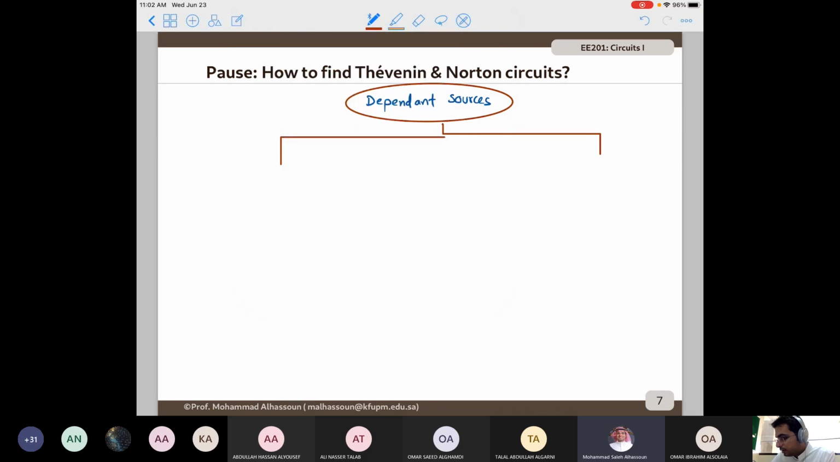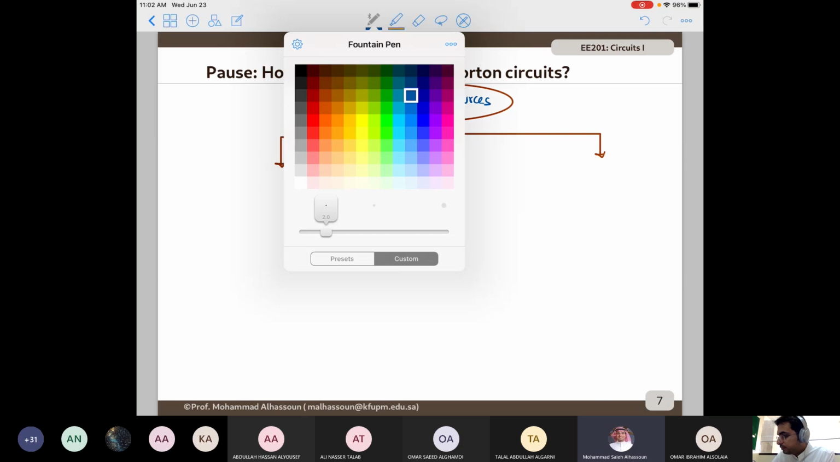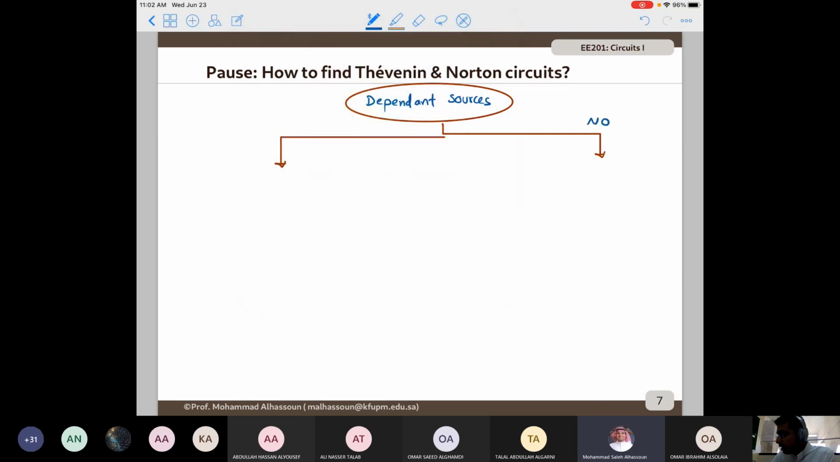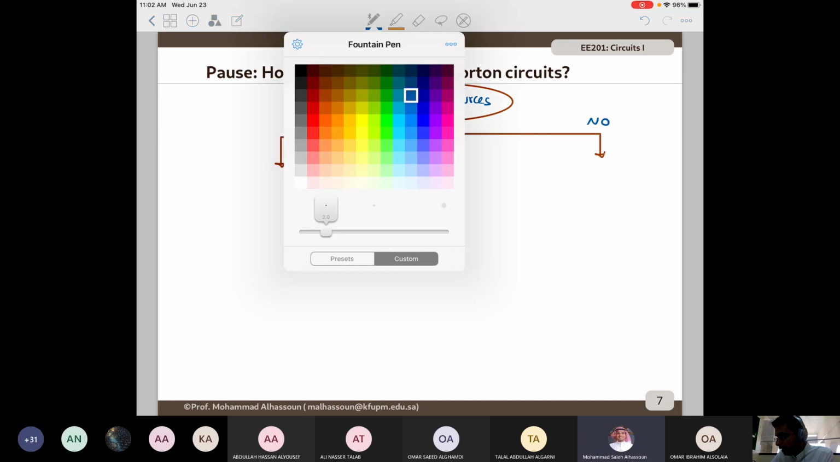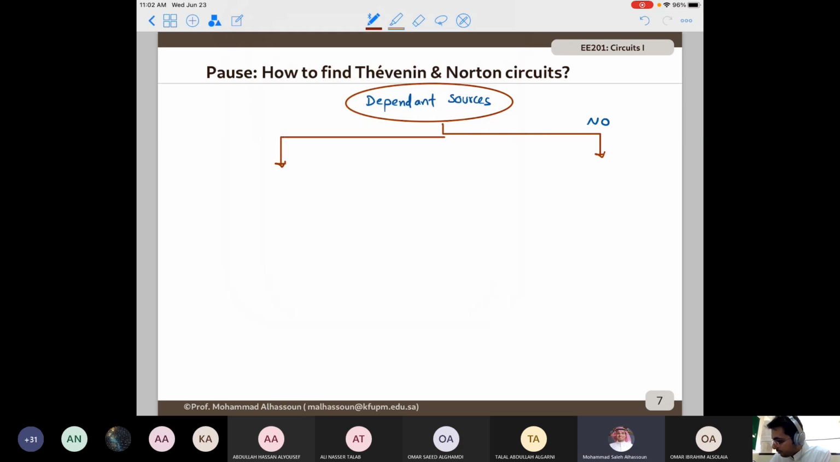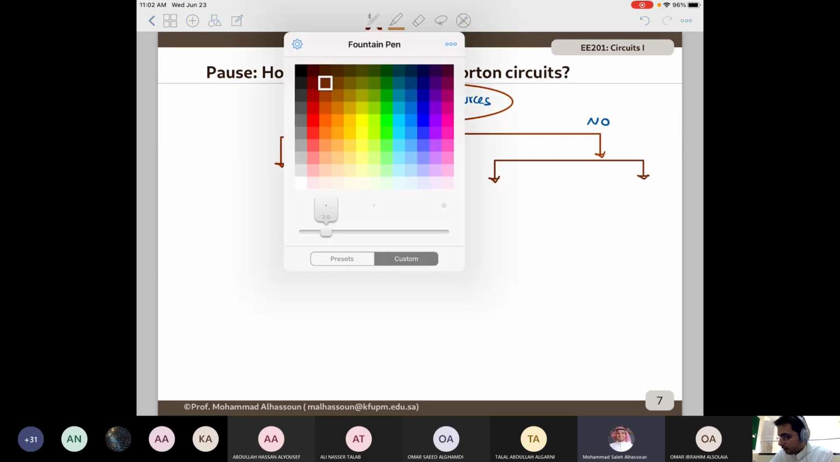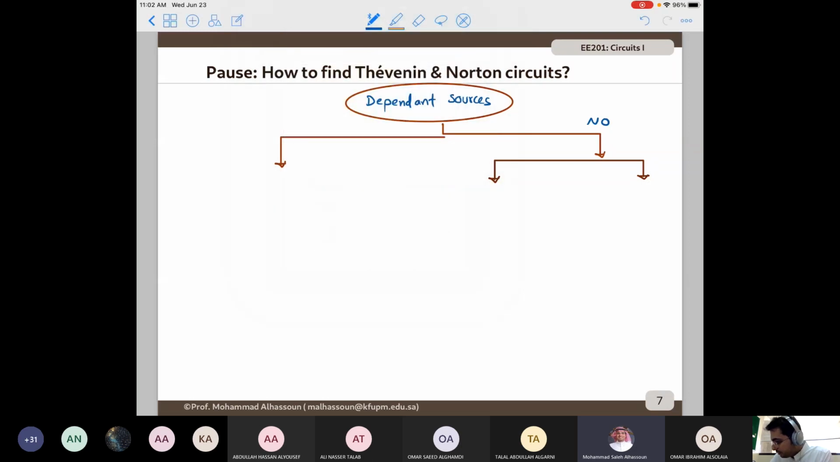If your answer is no, then you will have two options. To find the Thevenin quantities, first start with the Thevenin voltage. Then we move to the Thevenin resistance.